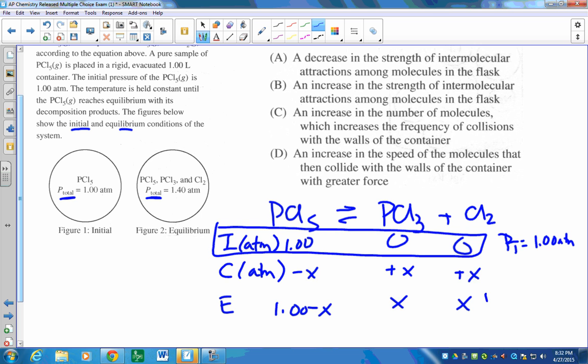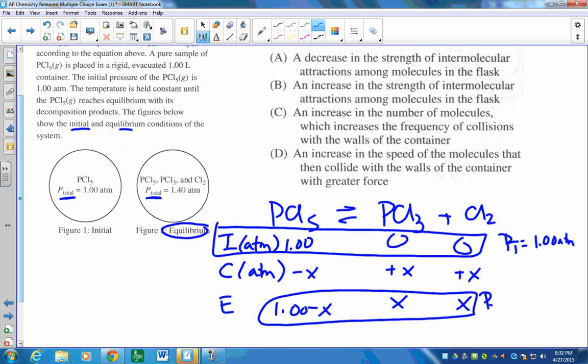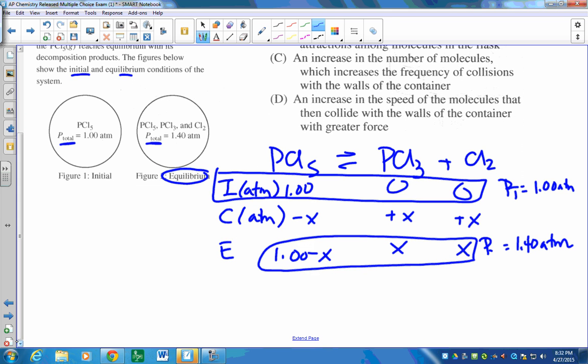And then it says the equilibrium pressure, see it says figure 2 equilibrium, the total pressure of these is 1.4 atmospheres. And I actually would like to solve that problem because it just jumps out at me. I love equilibriums with pressure because the math is so easy. So Dalton's law of pressure says that the total pressure is equal to the sum of the individual pressures.